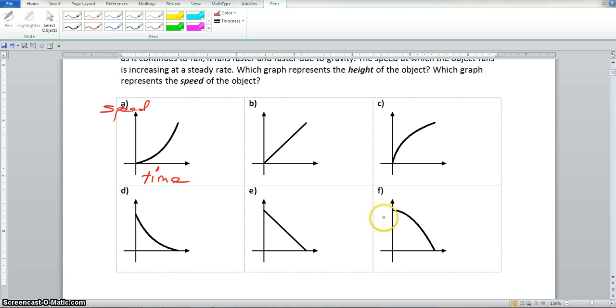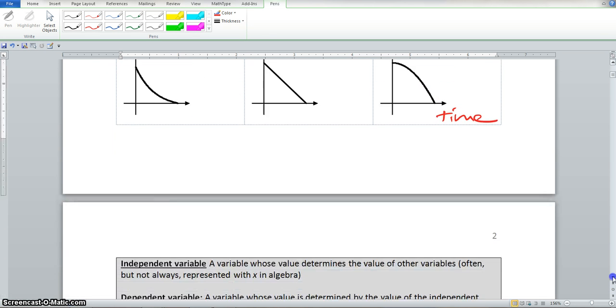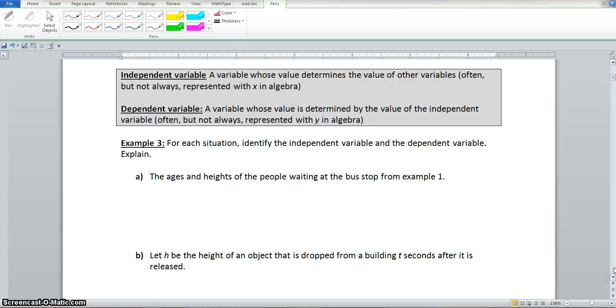Now we come down here to F. Now again, when you drop the ball, you're going to start at the top and it's going to work its way to the bottom. As the time goes on, the height is going to decrease. So we will put height for our y value, and then we will have time for our x value. As the time goes on, the height decreases. Now, we scroll here to page 2.